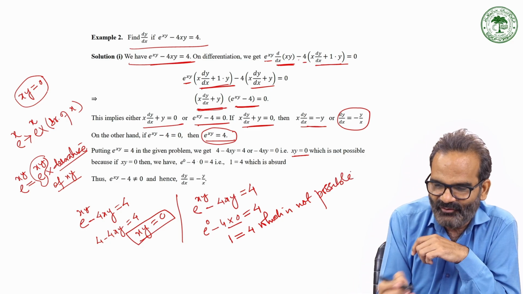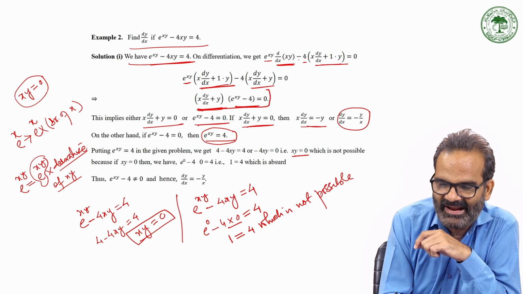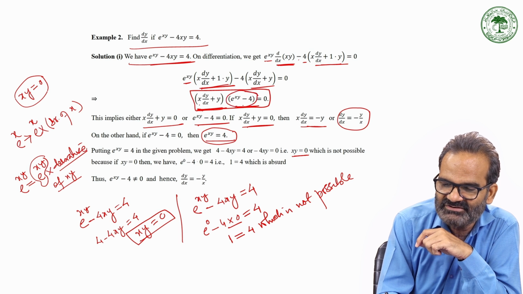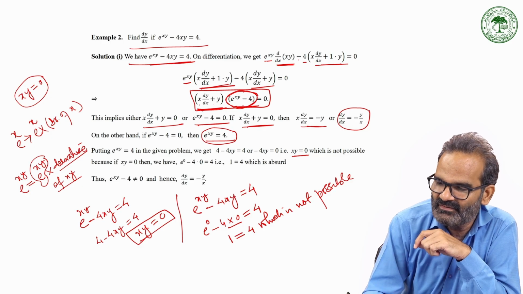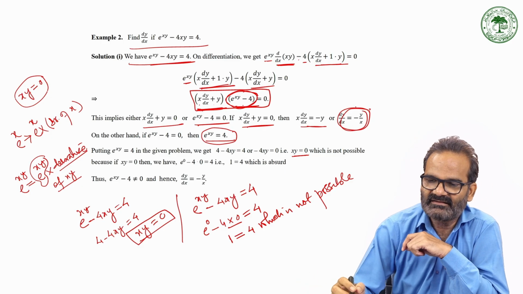So from this what we obtain: if the product of these two brackets is 0, it means this is 0 or this is 0. We have shown that this is not equal to 0. So if this is not equal to 0, this means x dy over dx plus y is equal to 0. Therefore, the value of dy over dx is coming out to be minus y upon x.